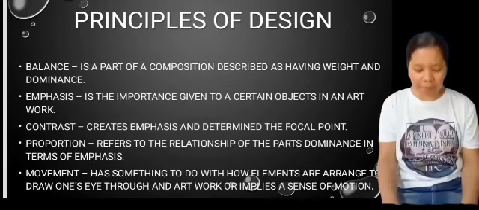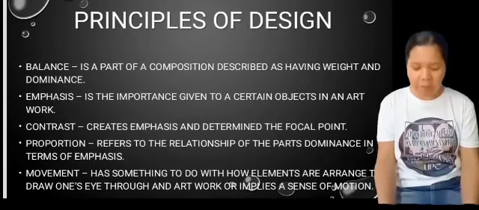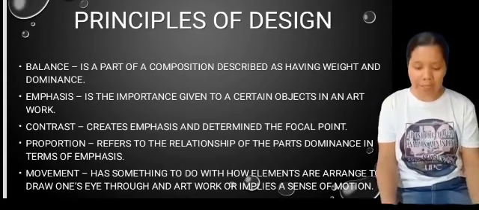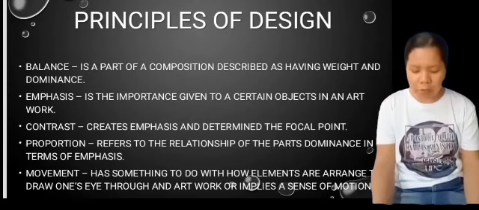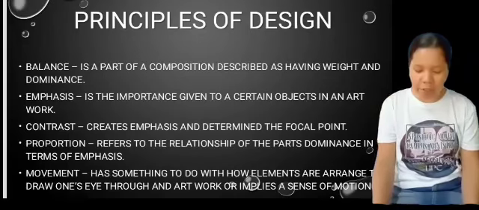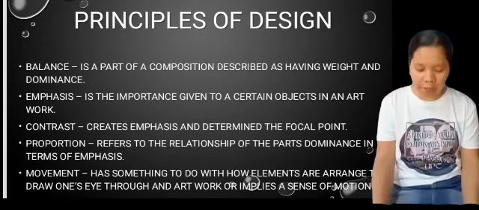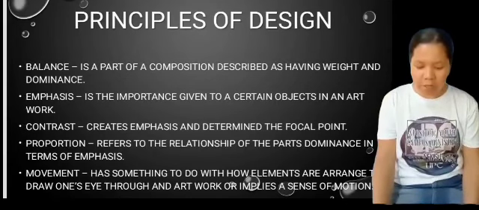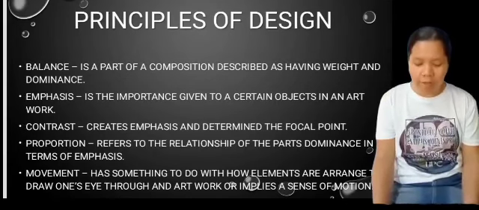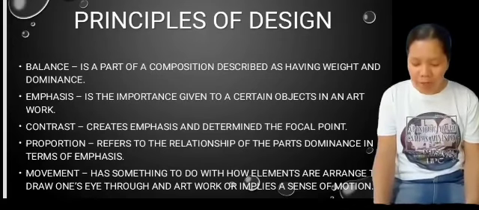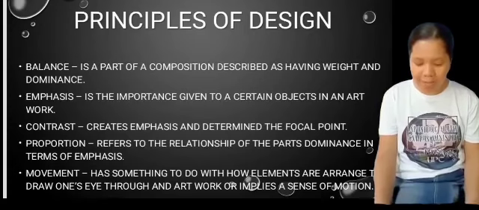Principles of design. Balance is a part of a composition described as having weight or dominance. Emphasis is the importance given to certain objects in an artwork. Contrast can create emphasis and determine the focal point. Proportion refers to the relationship of the parts' dominance in terms of an emphasis. Movement has something to do with how elements are arranged to draw one's eye through an artwork or implies a sense of motion.